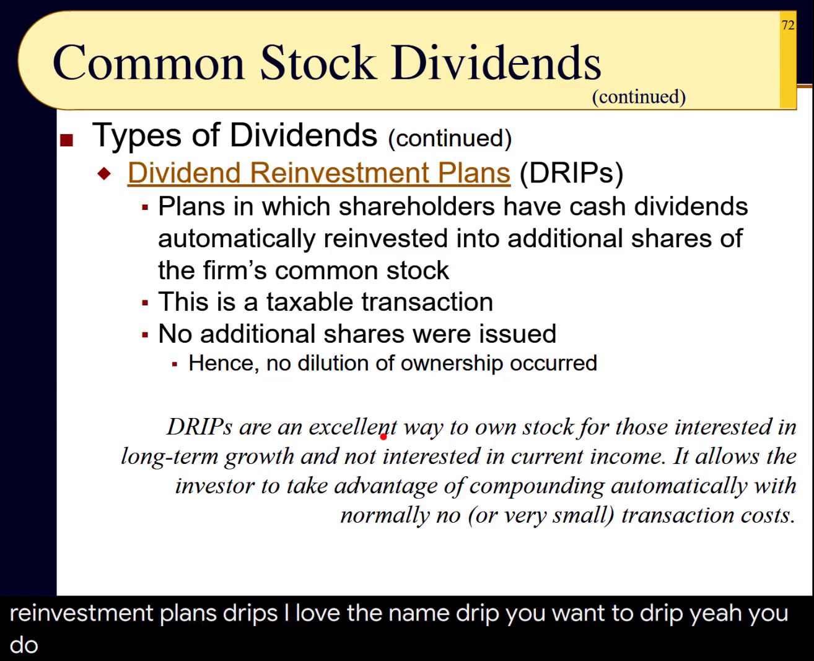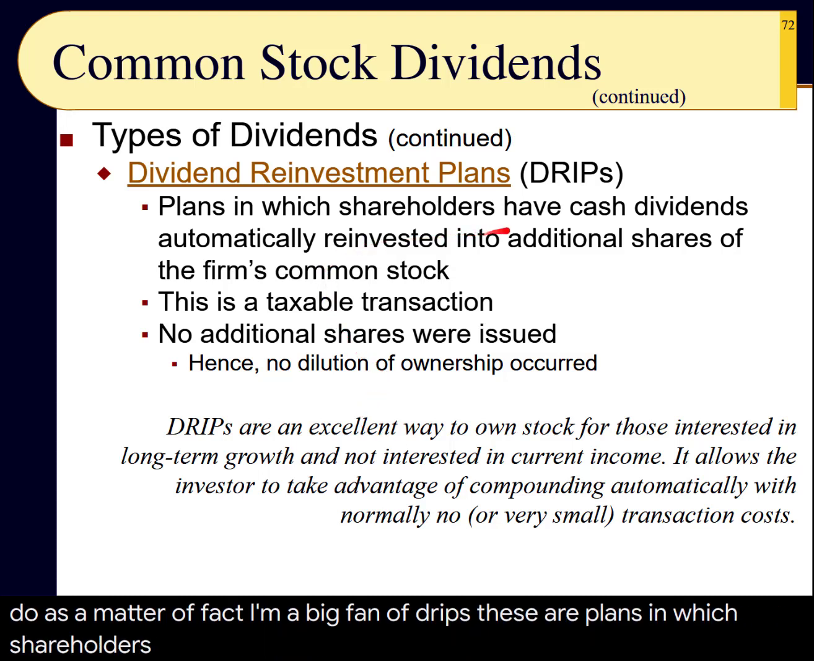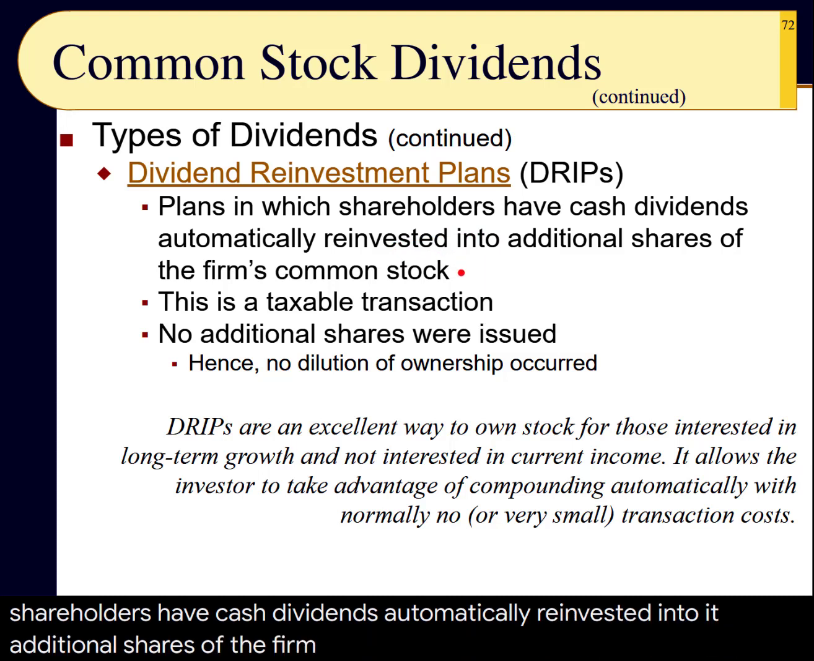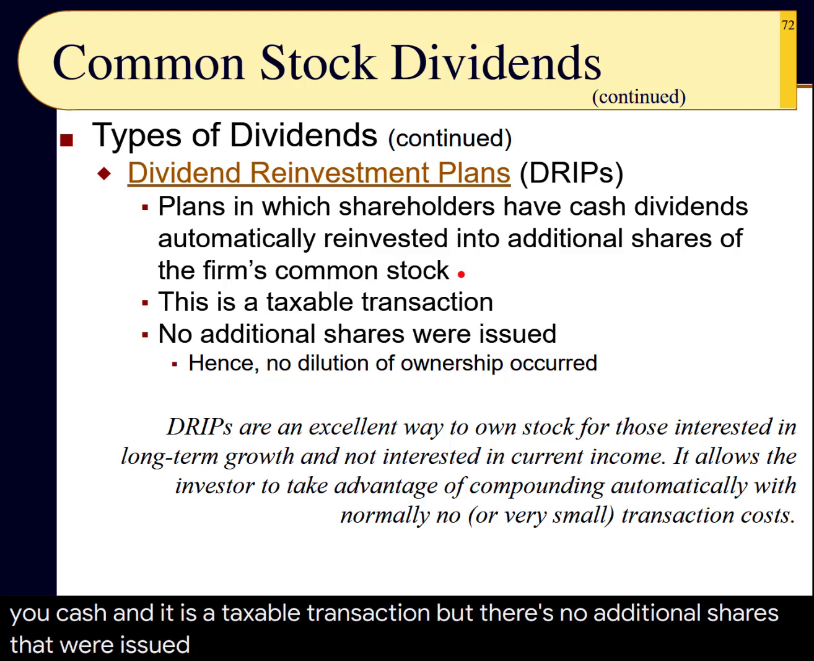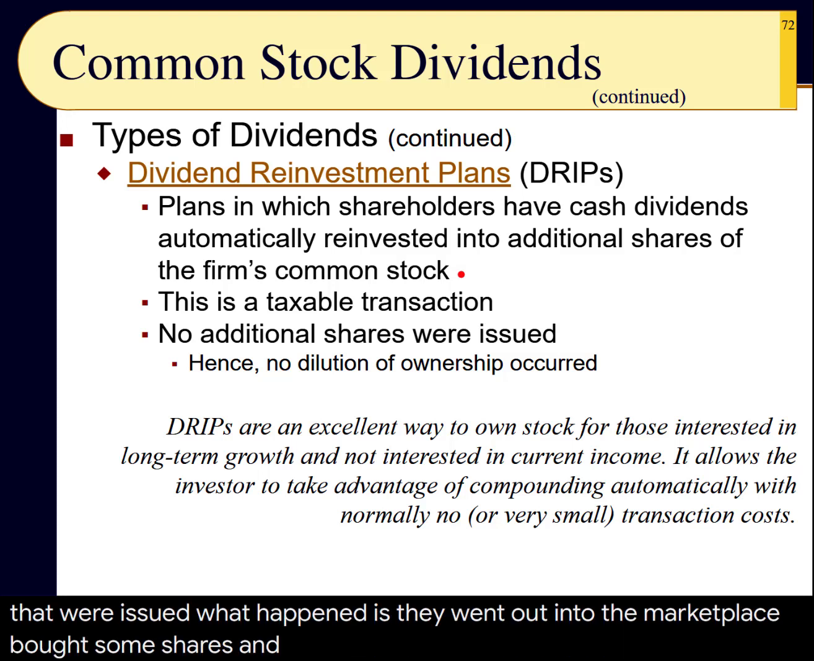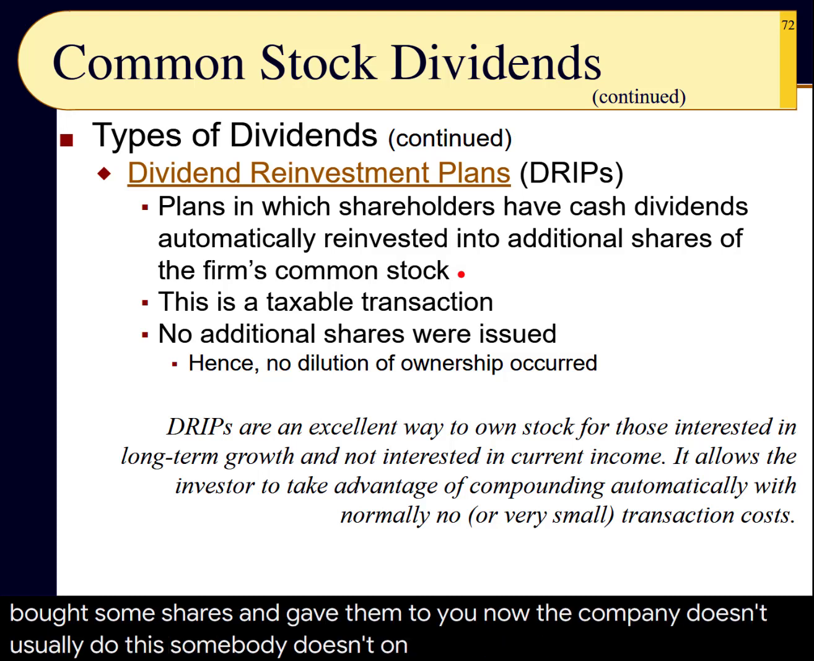Yeah, you do. As a matter of fact, I'm a big fan of DRIPs. These are plans in which shareholders have cash dividends automatically reinvested into additional shares of the firm's common stock. So you see, they're paying you cash, and it is a taxable transaction, but there are no additional shares issued. What happened is they went out into the marketplace, bought some shares, and gave them to you. Now, the company doesn't usually do this. Somebody does it on their behalf.